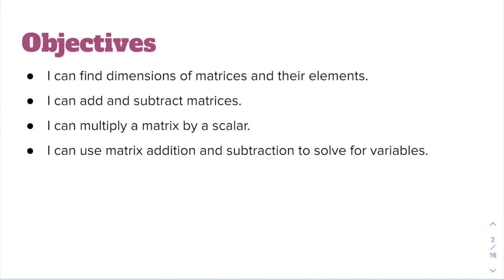We have actually 4 objectives for today because we have quite a few things we're going over. So the first objective is I can find dimensions of matrices and their elements. That's really just review from the digital lesson or the digital activity you did. I can add and subtract matrices. I can multiply a matrix by a scalar, and I can use matrix addition and subtraction to solve for variables. So again, we have a lot of objectives. This is kind of a big lesson. But none of the isolated skills are super tricky themselves. It's just we're doing a lot in one day.